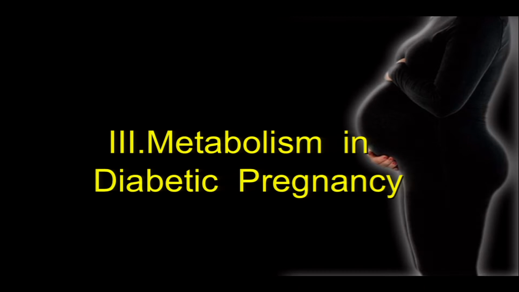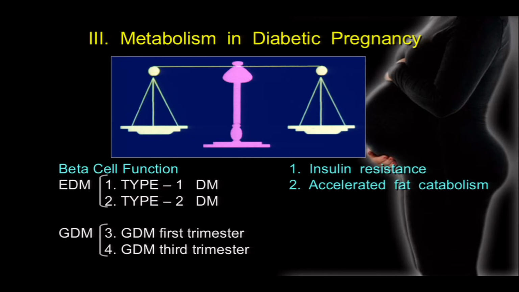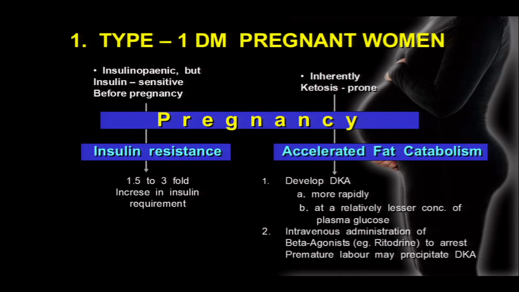Now move on to diabetic pregnancy. What happens to metabolism in diabetic pregnancy? Now, it is a question of balance between the beta cell function on the one hand and insulin resistance and accelerated fat catabolism of pregnancy on the other. You know that beta cell function is different in EDM and GDM. It is different between type 1 and type 2 diabetes. It is also different between 1st trimester and 3rd trimester GDM. Now, let us see what effect it produces.